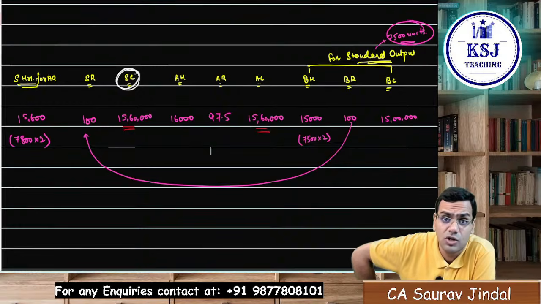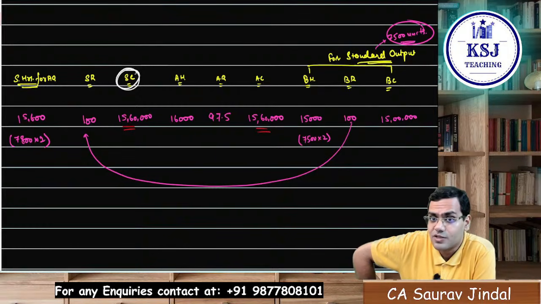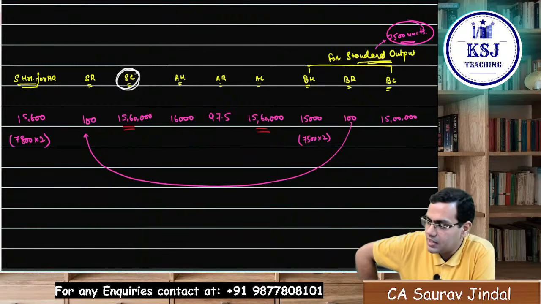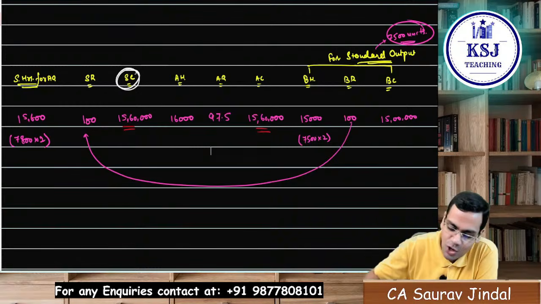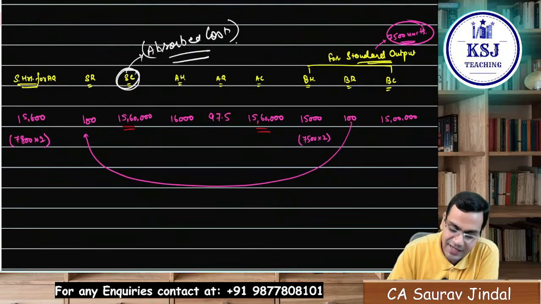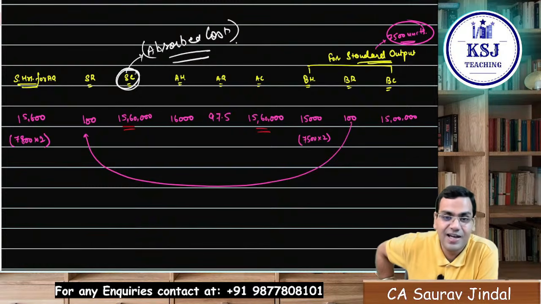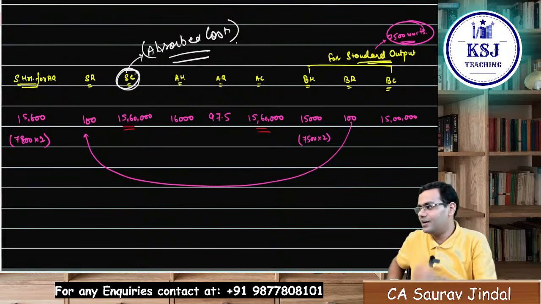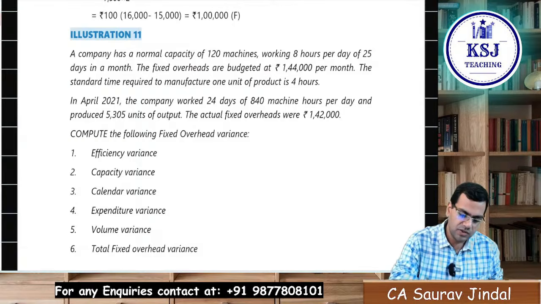Standard cost for actual output. There is another name for this. What is that? I want to know. What is the other name for this? Anybody? Joydev, correct. This is also known as my absorbed cost. Absorbed cost, right? Because we are taking here the standard hours for actual output into standard rate. This is my absorbed cost. 100% correct. Well done, Joydev. Illustration number 11.